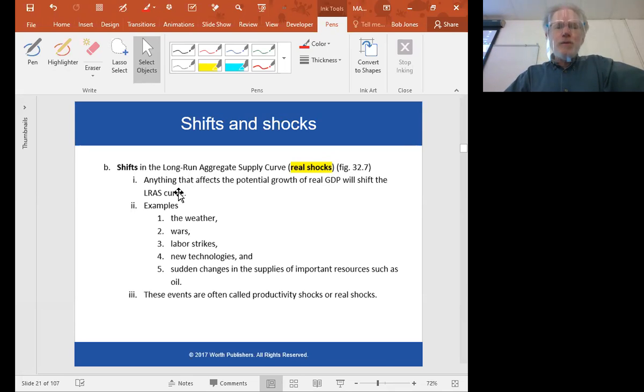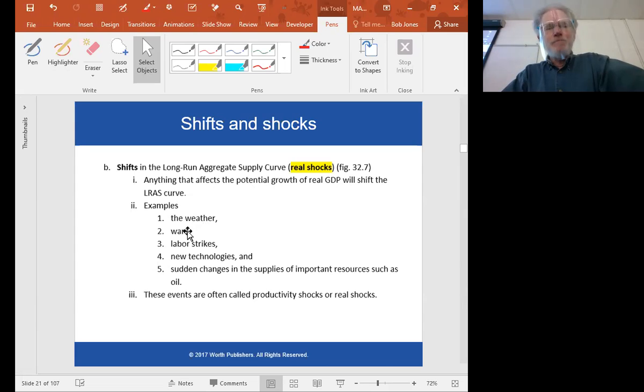And real shocks refer to anything that affects the potential growth of real GDP. Okay? Anything that shifts the long run aggregate supply curve, we're going to call that a real shock. And this is pretty straightforward. These real shocks are things where it's obvious it's going to affect how much output gets produced.